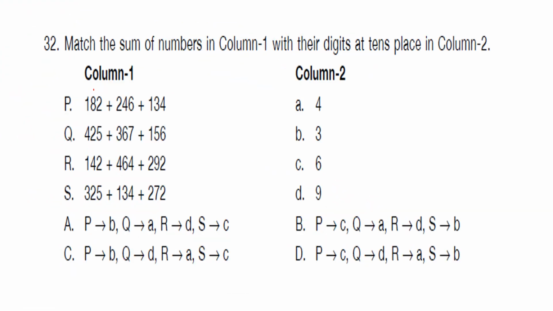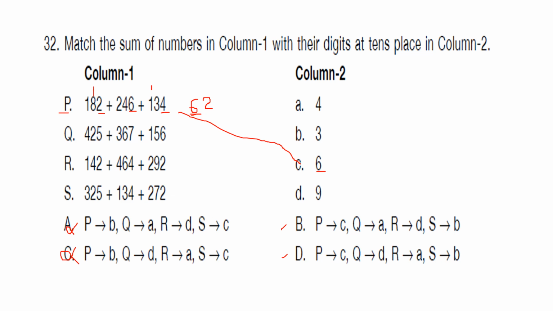Question number 32. Match the sum of numbers in column 1 with their digits at 10th place in column 2. The numbers given in column 1. First we add P. Let's add 1's place. 2 plus 6 is 8. 8 plus 4 is 12. So 1's place is 2, carry over 1. 8 plus 1 is 9. 9 plus 4 is 13, and then plus 3, 13 plus 3 is 16. This is 6, carry over 1. So the 10th place is 6. So P will match with C because at C it is 6. Answer can be option B or D only. Option A and C cannot be our answer.